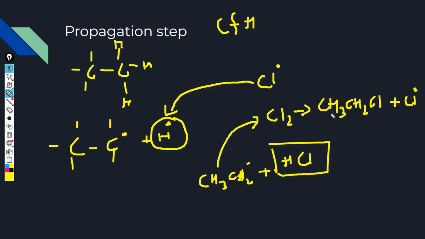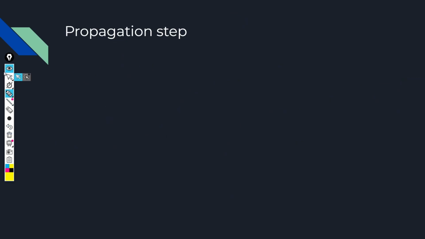Now, what is left in the system? The things left in the system are this free radical and this free radical, which takes us on to the termination step.